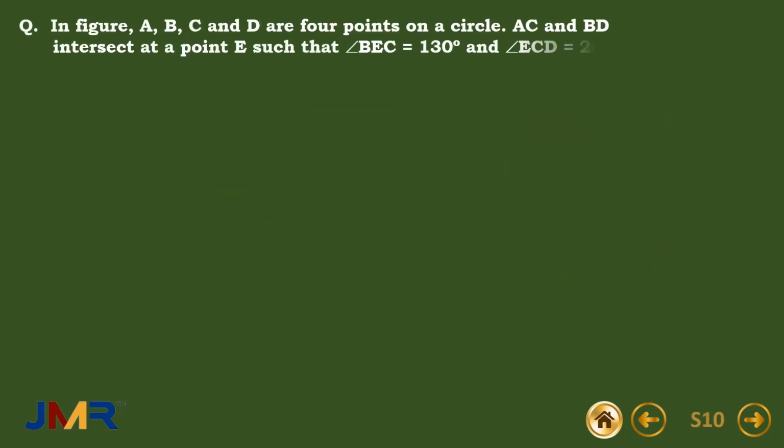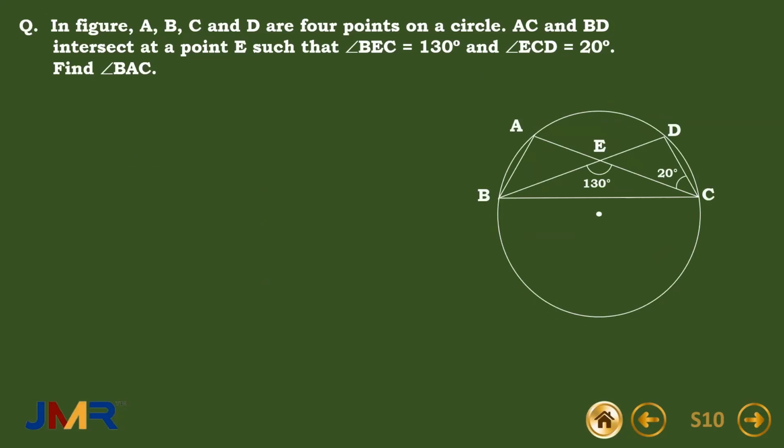Let us go further. Let us do another problem. In the figure, A, B, C, and D are 4 points on a circle. AC and BD intersect at point E such that angle BEC is 130 degrees and angle ECD is 20 degrees. Find angle BAC. How can we find angle BAC?